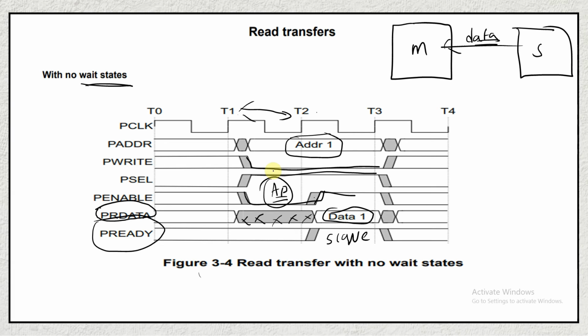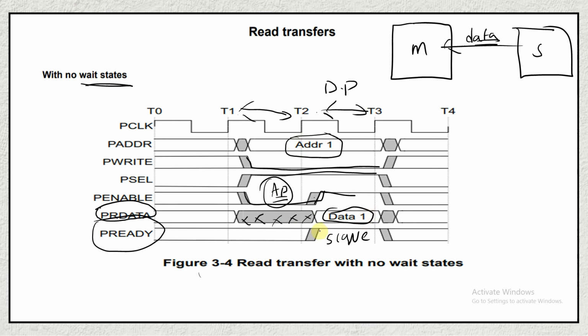In this particular example, in the T1 to T2 cycle, your PENABLE was equal to 0, that is an address phase, and in the T2 to T3 cycle, your PENABLE was equal to 1, that is a data phase. During the address phase, the slave is not going to send any data because it is an address phase, and during the data phase, your slave is asserting the PREADY signal to 1, that means it is ready for the transfer, and it is also sending the data which is associated with this particular address.